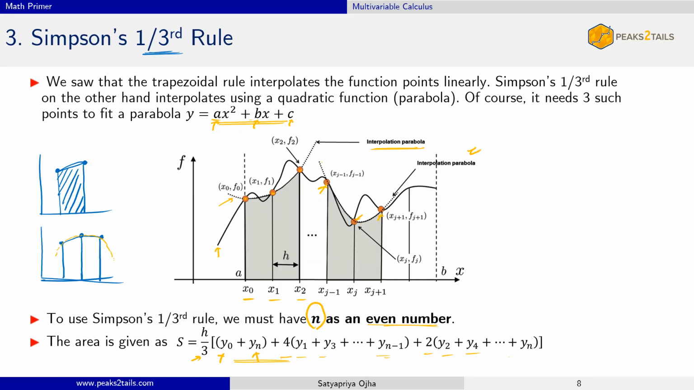If n is even, then this n minus 1 term is odd, and this is the odd group, and this is the even group. Since n is even, the last term is also, I mean, it's an even location. So this is the formula. All right, let's implement this algorithm unless there are any questions.